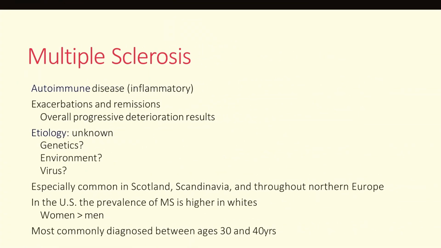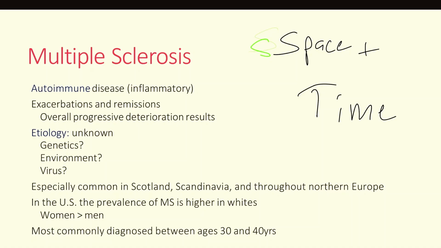With multiple sclerosis, the key thing with this one is it's a disorder of space and time. So what does that mean? Space. Where are these lesions going to be forming in the brain or in the spinal cord? What level where these lesions form is where they're going to have their deficits.